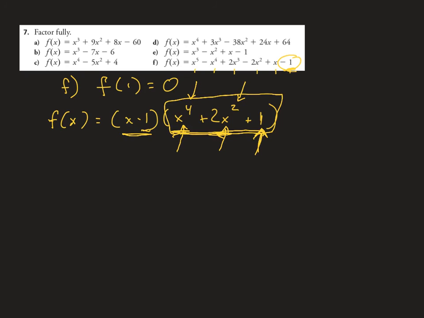So this is it. We can't factor this any farther. There's nothing else that's going to equal 0. So we're done. f of x equals x minus 1, times x to the power 4 plus 2x squared plus 1.